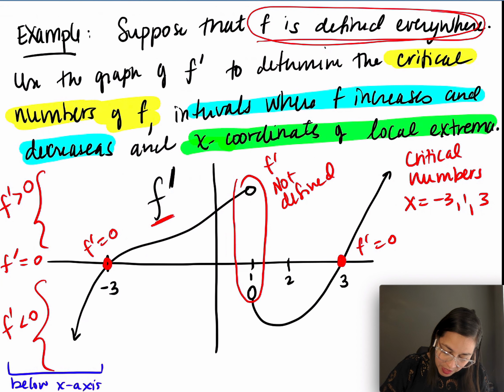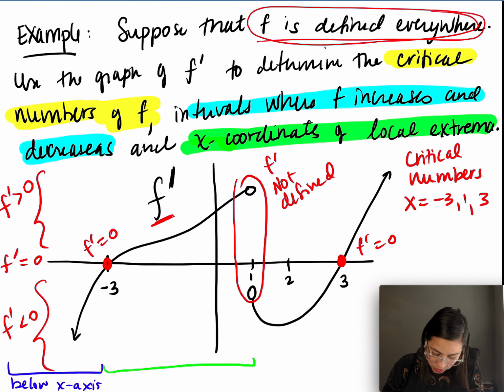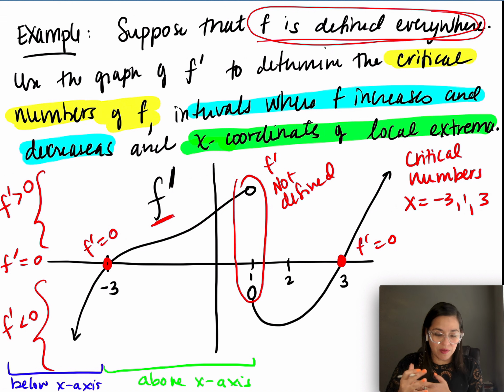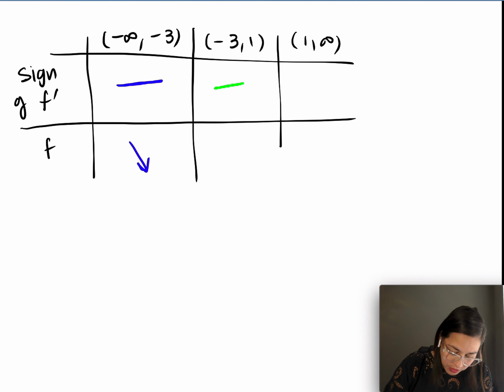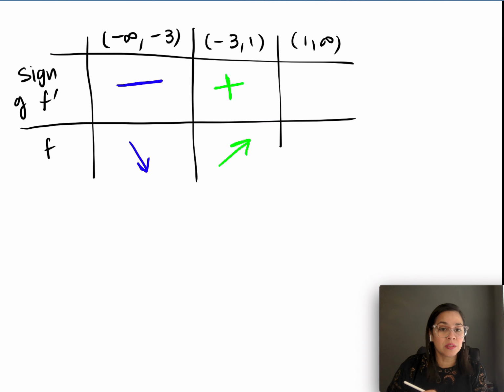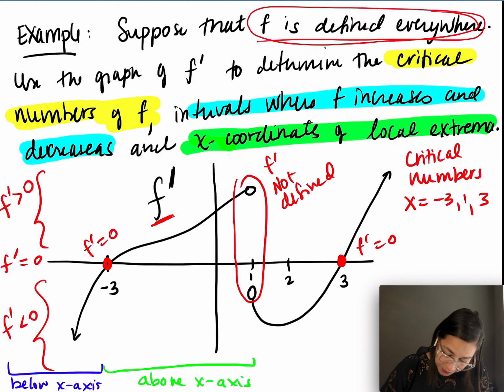Now I go from -3 to 1. From -3 to 1, my function is above the x-axis. Since from -3 to 1 the derivative is above the x-axis, then we know that it is positive. The fact that the derivative is positive tells me that my function increases. And then from 1 to infinity, the function is below the x-axis.